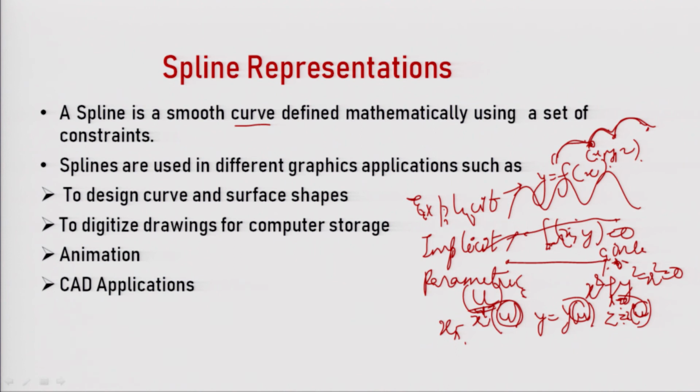Now we will explain about spline. What is a spline? A spline is any smooth or flexible strip, that is a wooden strip, which earlier was used in the designing of ships. In computer graphics, a spline is a smooth curve defined mathematically using a set of constraints. Means there is a set of conditions which defines the spline.